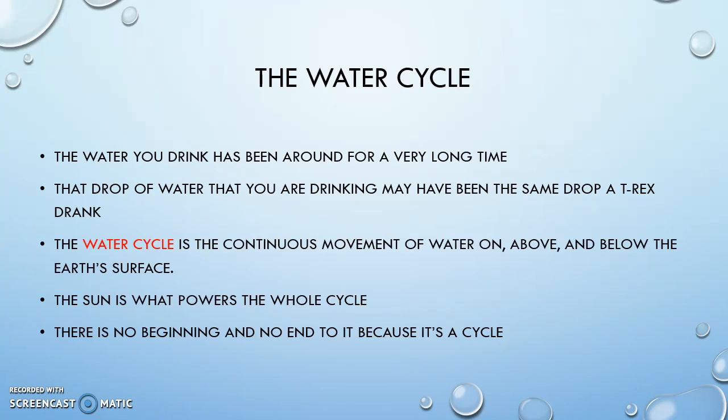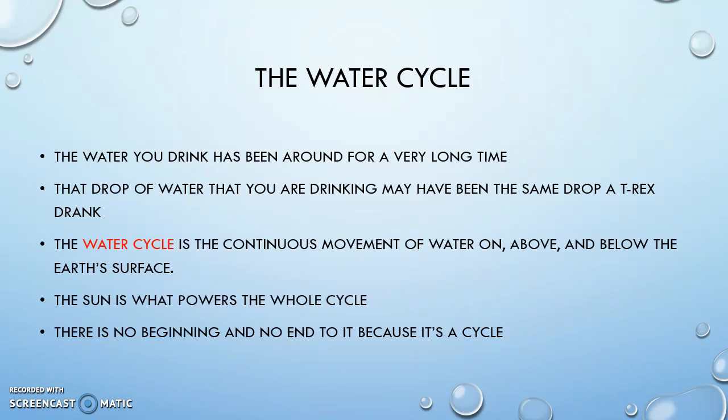So that drop of water that you are drinking might be the same drop of water that a T-Rex actually drank way back when. The water cycle is a continuous movement of water on, above, and below the Earth's surface. Okay, that's why it's called a biogeochemical cycle. It affects life, the Earth, and it's a cycle that continues. And water is elements put together, it's a molecule.